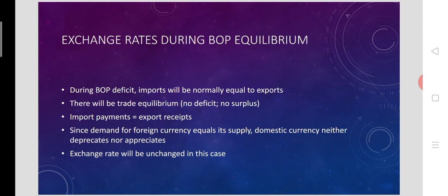That means the demand for foreign currency will be equal to the supply of foreign currency in the foreign exchange market. So the domestic currency will neither depreciate nor appreciate. The exchange rate remains the same. The exchange rate will be unchanged in this case of BOP equilibrium over a period of time.